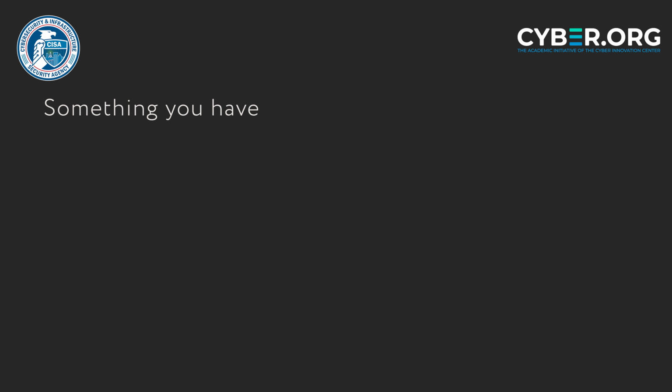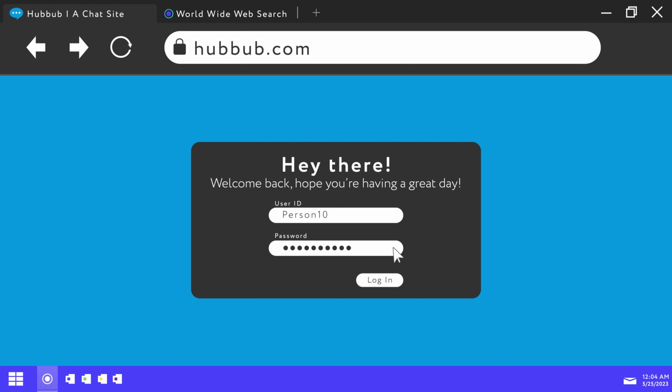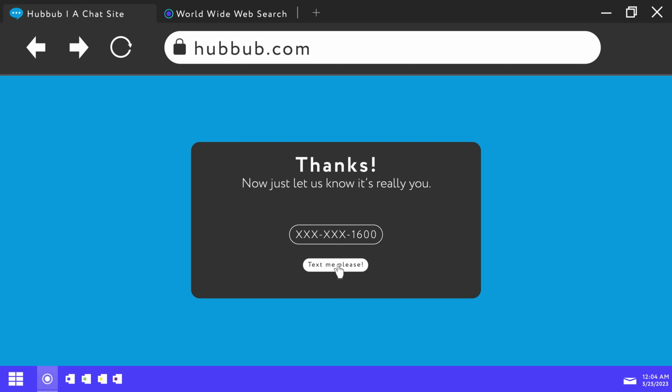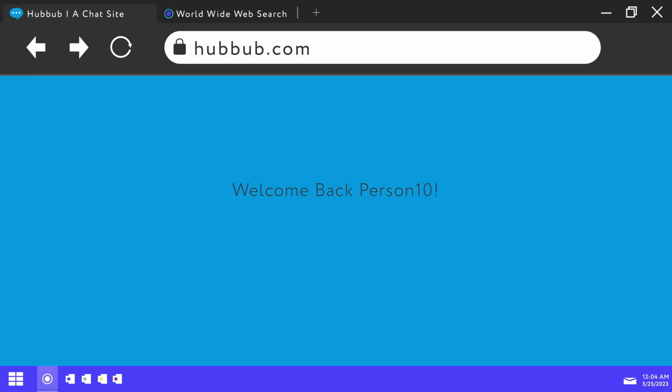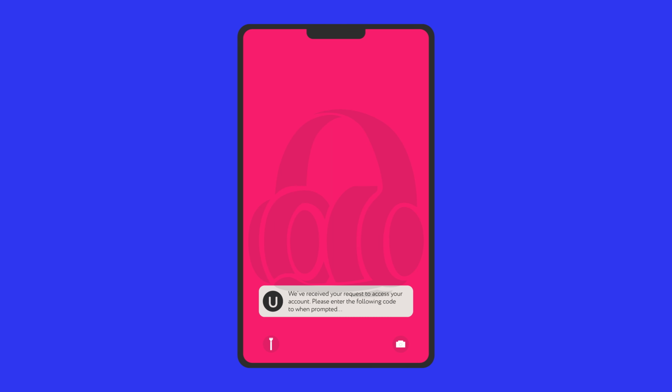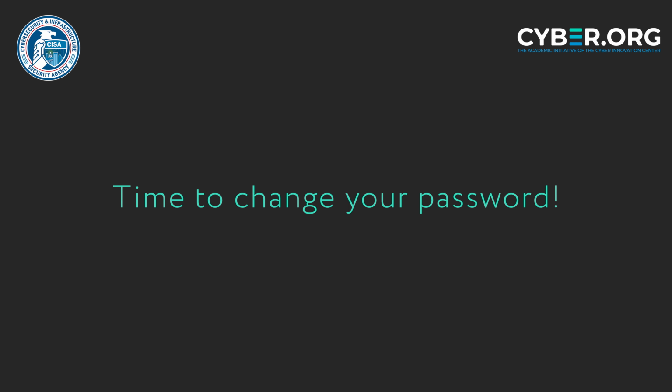Something you have is most commonly your phone, but it can be other things, like a USB key or a badge. Whenever you sign into a website and it texts you or emails you a verification code to something you have, this is a perfect example of multi-factor authentication at work. So, if you get a random text with a verification code to sign into a website you didn't just try to actually sign into, it's probably a good idea to go ahead and change that password. There's a good chance someone out there that isn't you knows it.